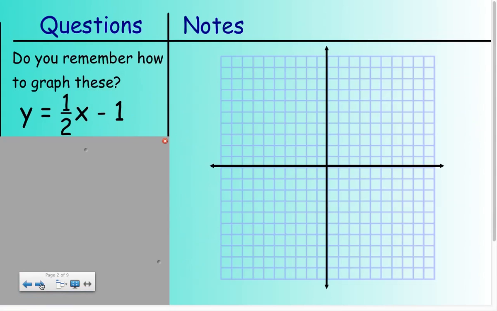Alright, first example. We need to make sure we remember how to graph before we can start graphing inequalities. So let's remind ourselves how to graph. If I have y equals 1/2 x minus 1, I'll start with the y-intercept, which is -1. I put my dot on the y-axis at -1. And then my slope is 1/2, so I'm going to rise the top number, run the bottom number. Rise 1, run 2, rise 1, run 2, rise 1, run 2.